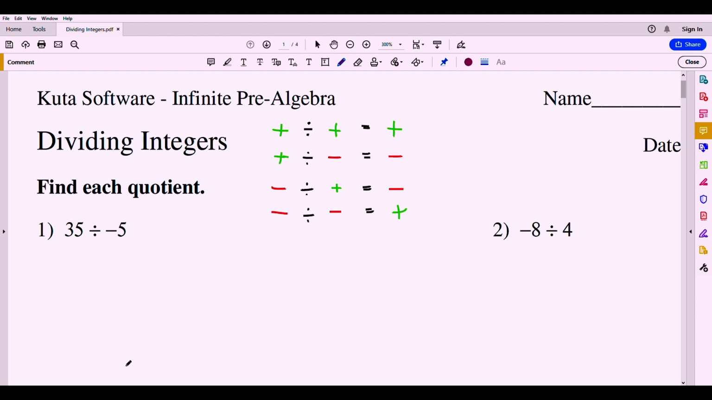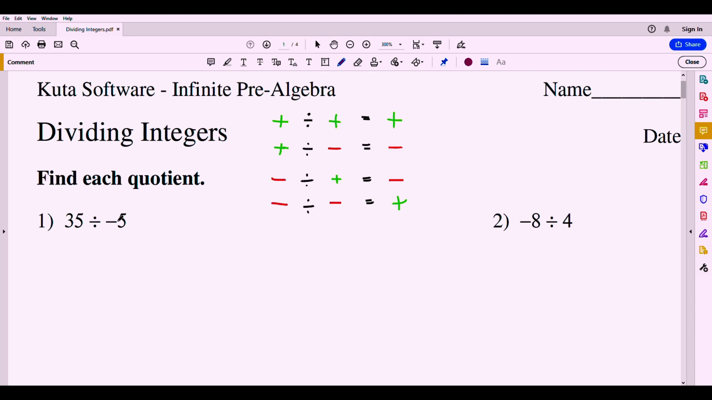So let's dive into number one. 35 divided by negative 5, that's a positive divided by a negative, so our result is going to be negative. Now let's look at the numbers without that negative sign. 35 divided by 5 is 7, and remember our result is negative. So this is a negative 7. So negative 7 is our solution in number 1.